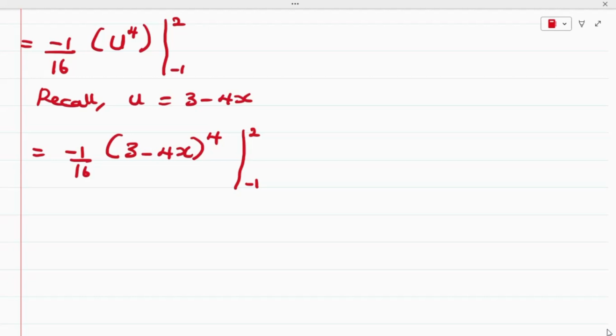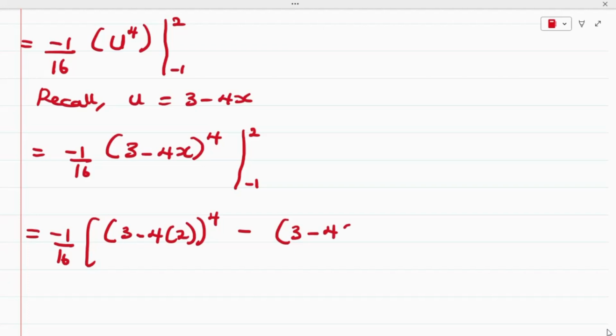So now putting in our limits, starting from the upper limit, we have minus 1 over 16 multiplied by 3 minus 4, in place of x we put in the upper limit, which is 2, all raised to the power of 4, minus 3 minus 4, in place of x we put in the lower limit, which is negative 1, all raised to the power of 4. So we have this right here.